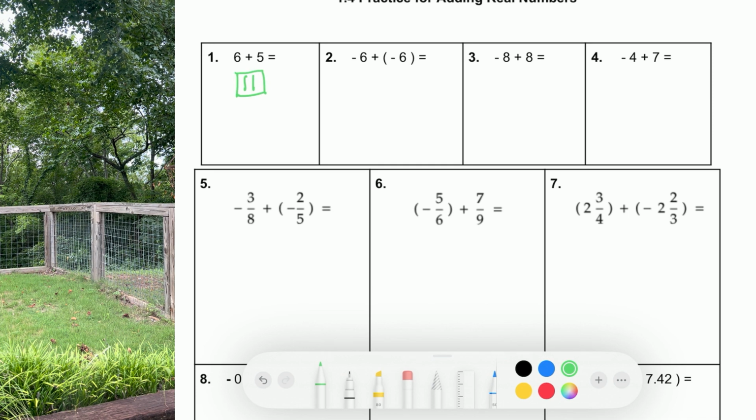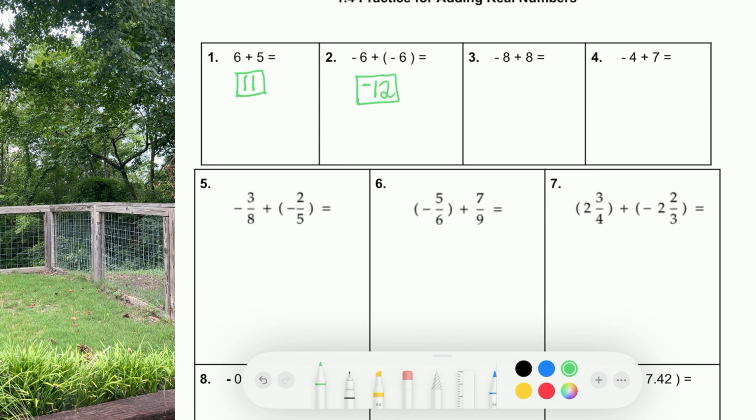Number 2 has a negative 6 plus a negative 6. The first thing I notice is both of these numbers have a negative sign. So I need to follow the rule that tells me if they have the same sign, then I add and keep that sign. So 6 plus 6 is 12, and I keep that negative sign because that's what the rule tells me to do. Our next example has negative 8 plus 8.